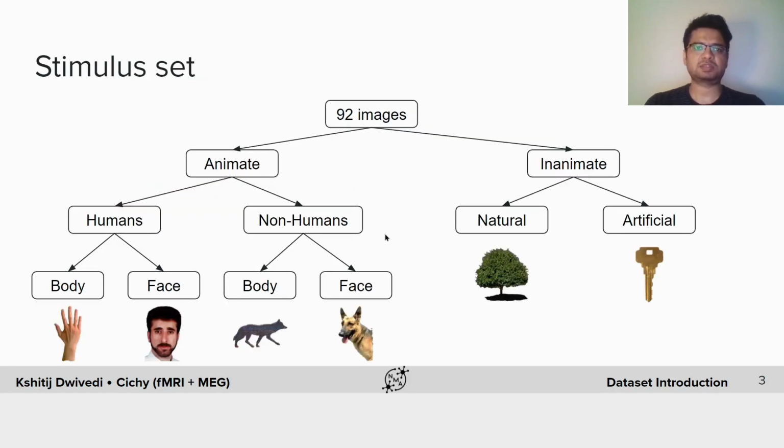The stimulus set consists of 92 images that are divided into animate and inanimate categories. The inanimate category is further subdivided into natural and artificial images. The animate category is divided into humans and non-humans, which are further divided into body and face. Here we show an example image for each category.